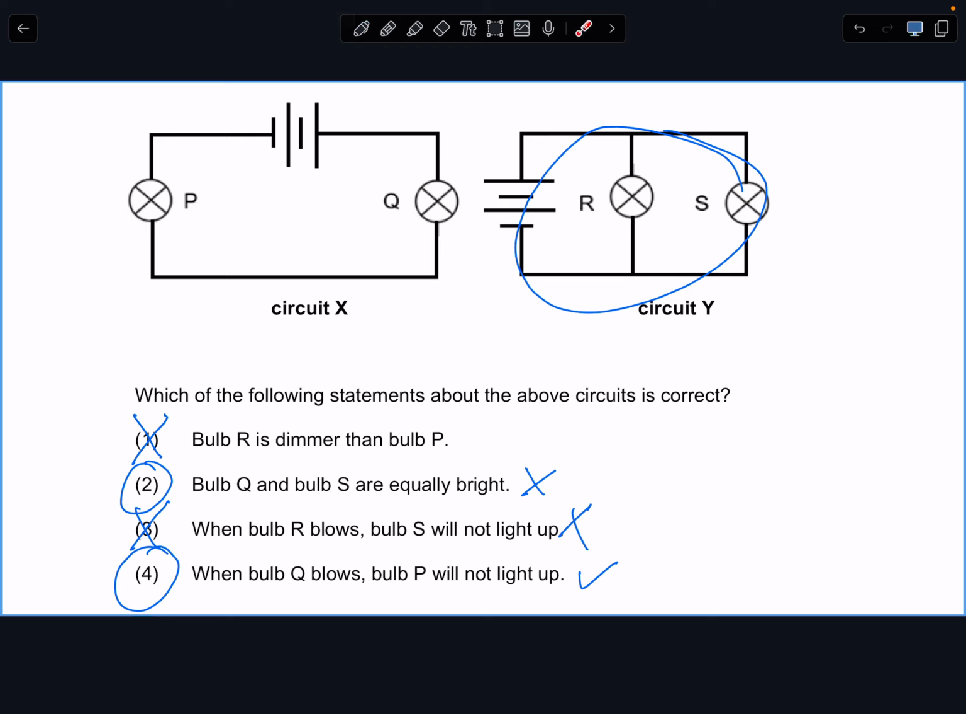Okay, is it a series one? So if this fuses, there is a gap and there is no alternate pathway. You all must memorize the answer. How come when one bulb fuses, the other will continue to light up?